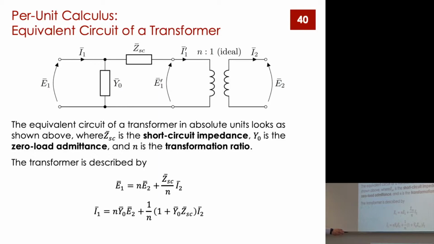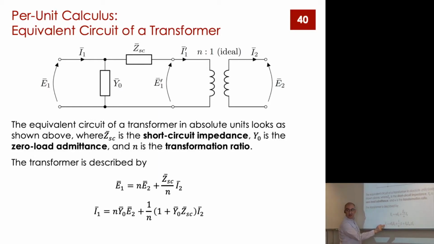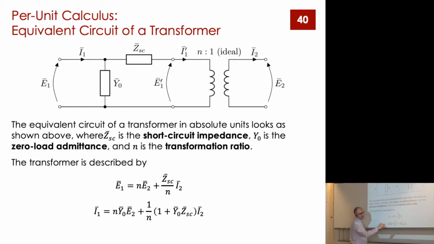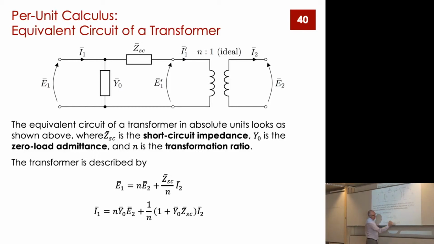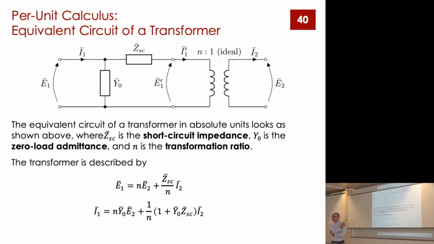This is how I get these two equations, which link E1 and I1, the voltage and current in port 1, to E2 and I2, the voltage and current in the other port. It's like a line, like a two-port. Is it passive? Yes. Is it reciprocal? Yes. So it has all the properties that we have seen till now. It's not a line, it's a transformer.